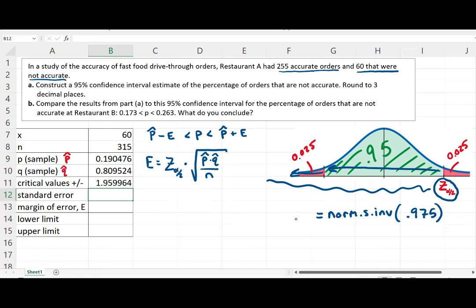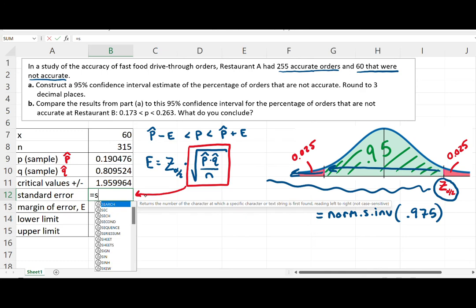Okay, the standard error is this part of the formula. I'm just doing it piecewise, so I'm not doing too much in any one step. So the standard error is that guy right there.